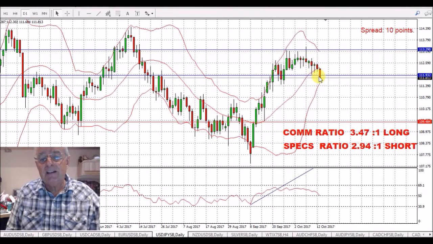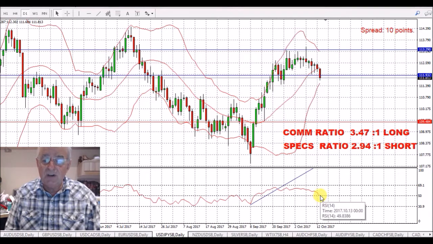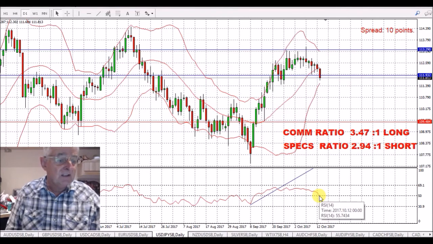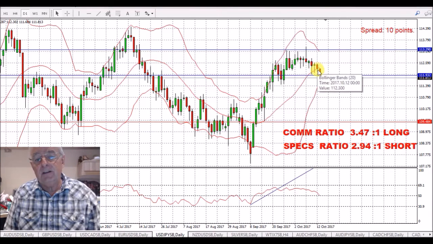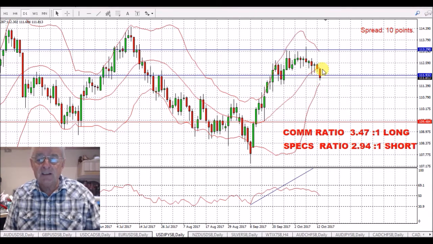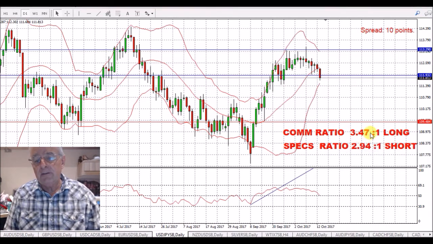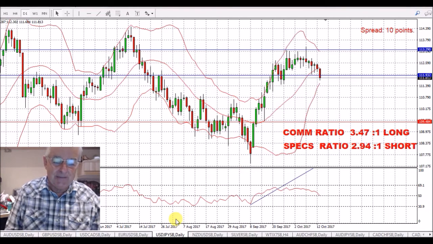This pair took a little bit of a downward slide on Friday, and we're coming down at a really steep angle onto the 50 on the RSI. We're just below it at 49.8. I was not expecting that. I was expecting it to come back up. We have a commercials increased short ratio of 3.47 to 1. Sorry, that's long for the Japanese yen, short for the pair. So there we go.